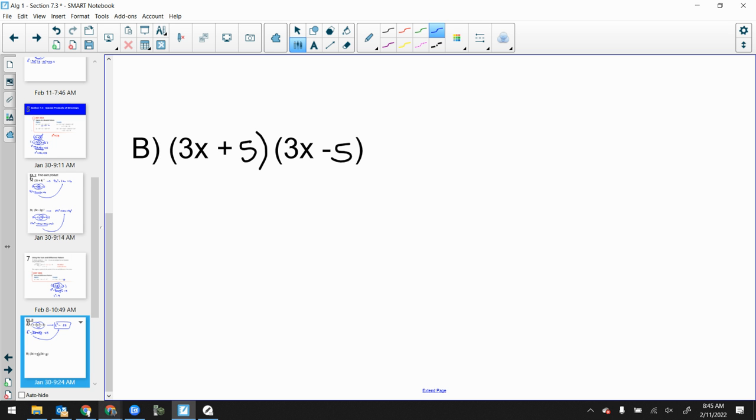All right, 3x plus 5 times 3x minus 5. Now, I square the first. What is 3x squared? 9x squared. I square 5, I get 25. And then I just put a minus sign in the middle. And that's it. That's the trick. Is it always going to be a minus sign? Always. It will never be a plus sign.